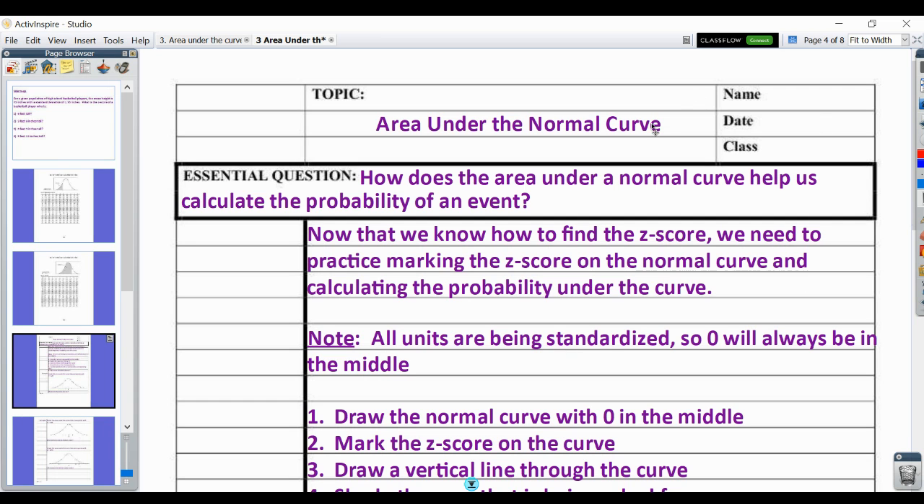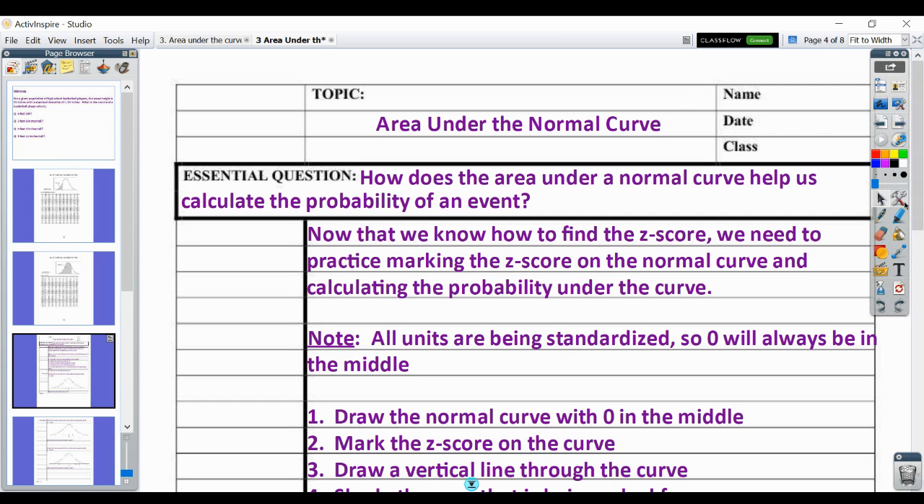Welcome back. Today we are talking about area under the normal curve. So we have talked about what a normal curve is and what it means for us. We've talked about the 68, 95, 99.7 rule. We've also talked about z-scores, but we kind of stopped there. So now we're going to talk about what that means when we put it in context.